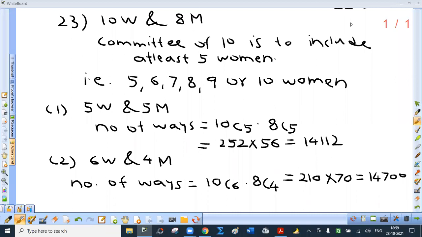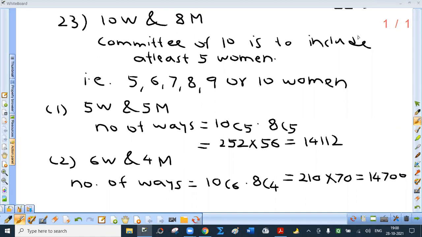20th, similar and lengthy one. A committee of 10 persons is to be formed from a group of 10 women and 8 men. How many possible committees will have at least 5 women? How many possible committees will have men in majority?